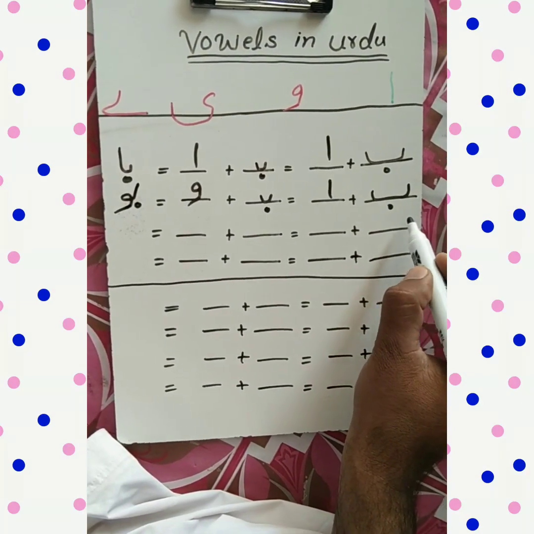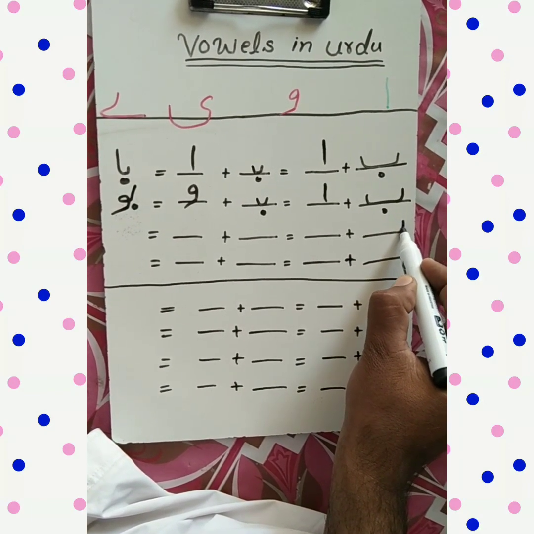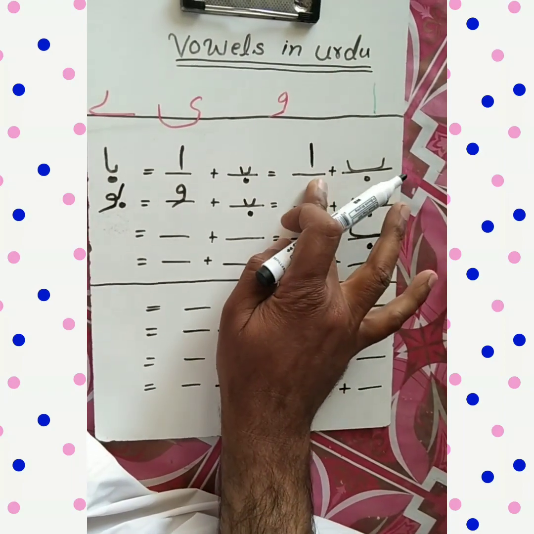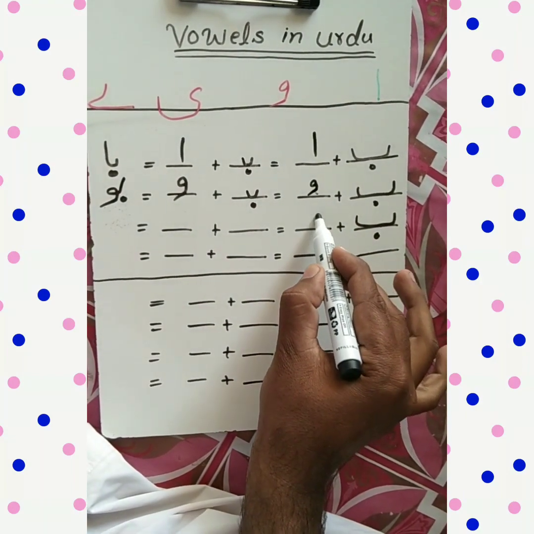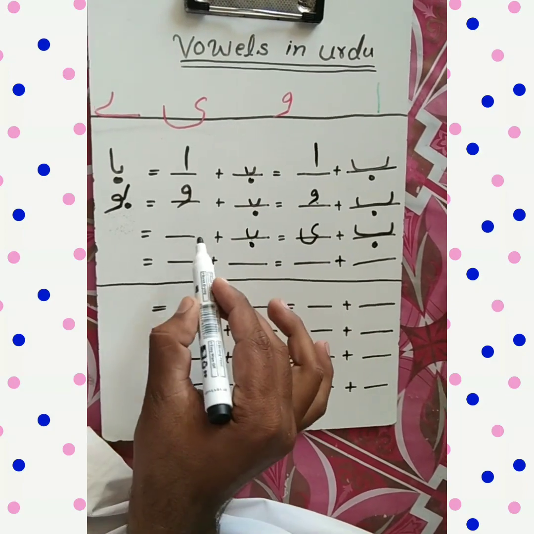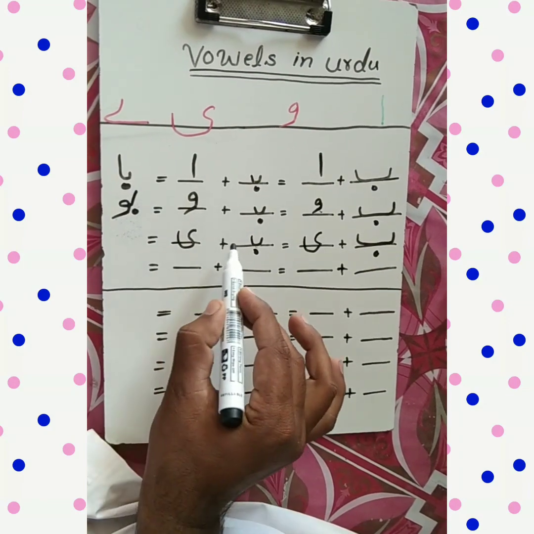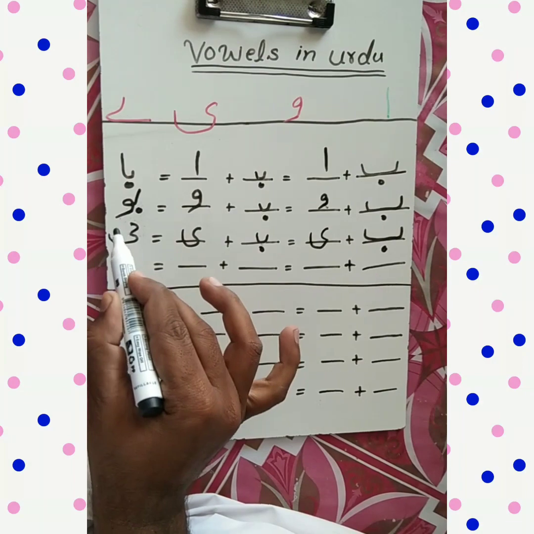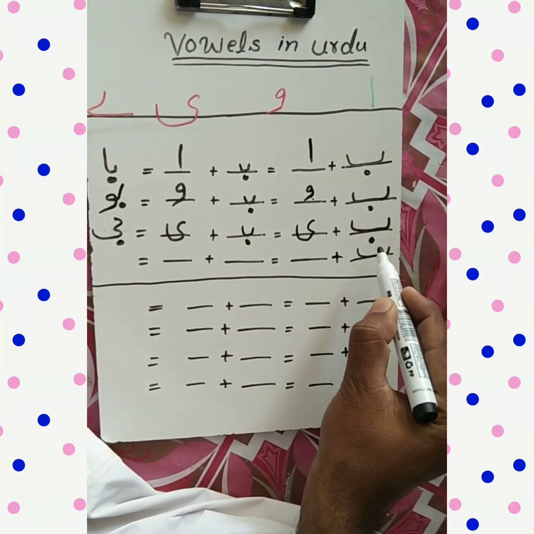Like this we join bay to the third vowel, that is ye. We write bay, and here we write ye. Here we write bay half shape, and we write ye, and when we combine bay and ye, we get bay choti ye bi.